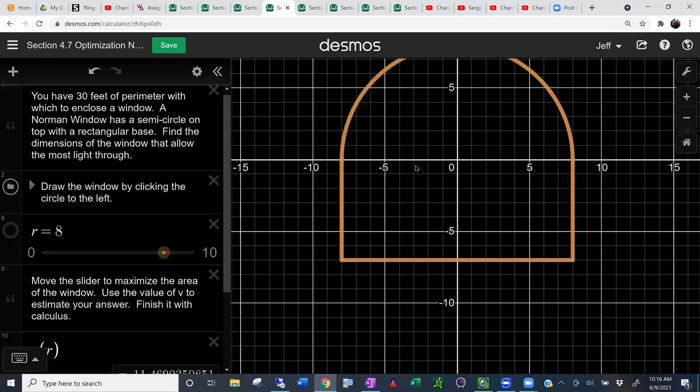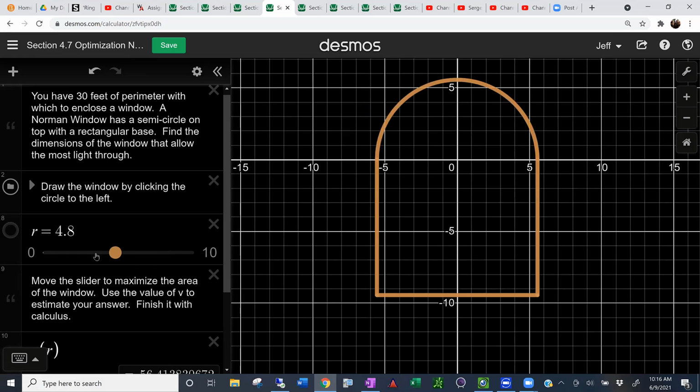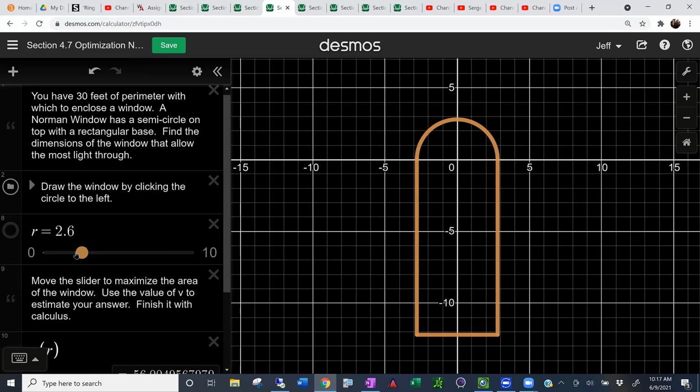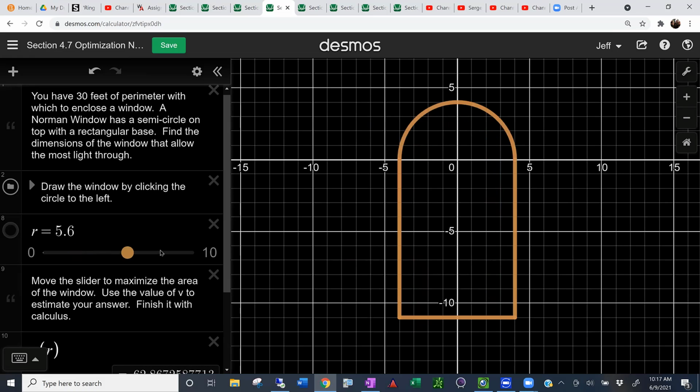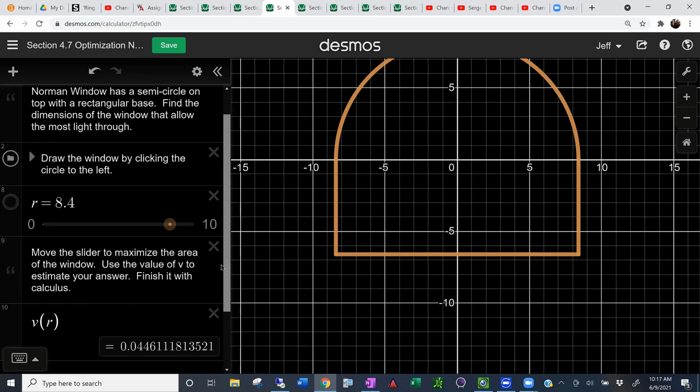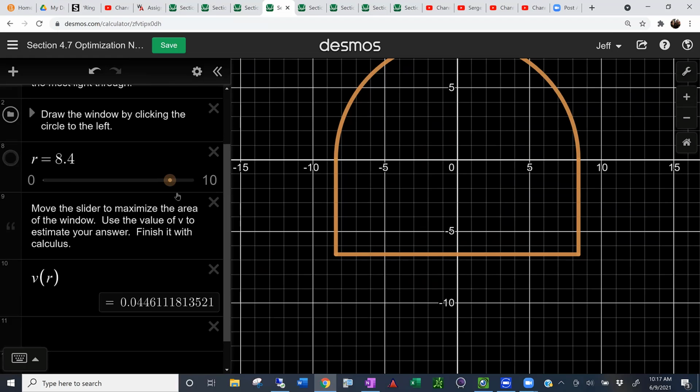So the distance around this edge, in terms of the semicircle and the base and the sides, has to be no more than 30 feet. So you can play with it. You can see there's some trade-offs. You can have something very tall and narrow, or something very wide and short. But at some point, there's going to be a happy medium.